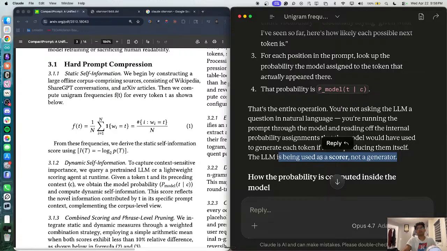The LLM is being used as a scorer, not a generator. Okay, so that makes sense why it's still a deterministic approach compared to a non-deterministic one, because the LLM is not necessarily generating text, but rather scoring text, because that's what it does under the hood, right? It scores how likely the next token would be, and it builds a probability distribution based off of that. And then it picks a random token to use based off of that. So that makes sense over there.